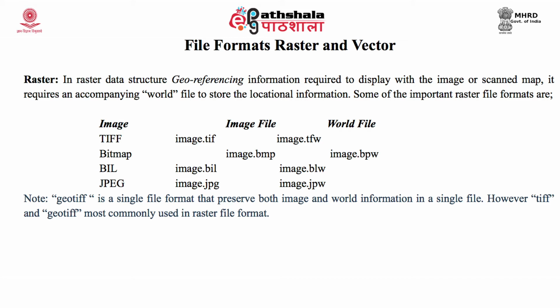image.tfw, image.bpw, image.blw, image.jpw. Here a point to be noted is that GeoTIFF is a single file format that preserves both image and world information in a single file. However, TIFF and GeoTIFF are the most commonly used raster file formats.